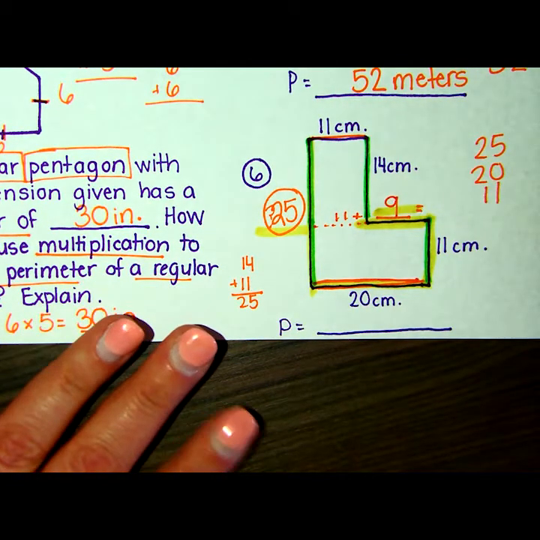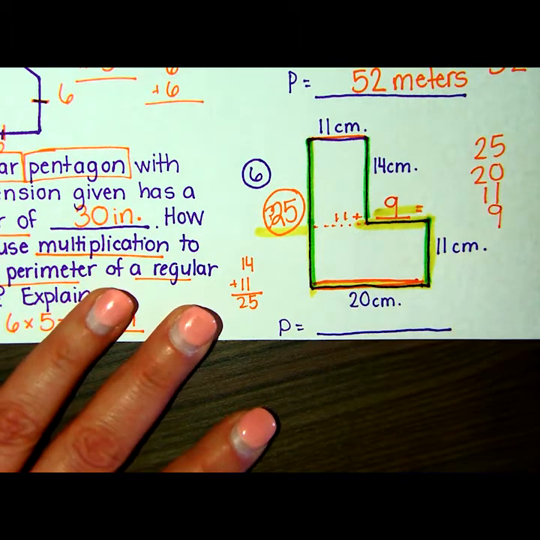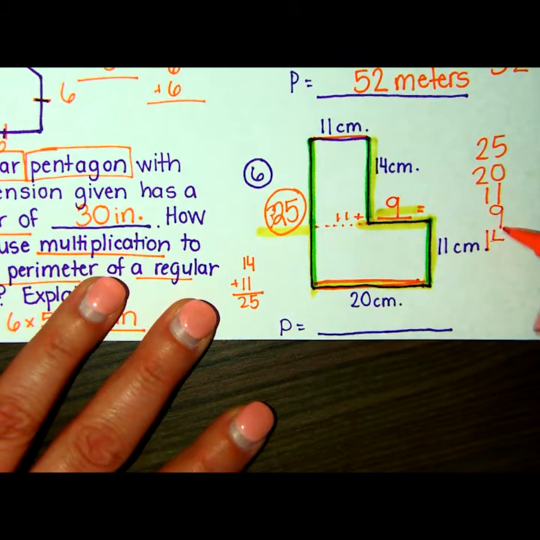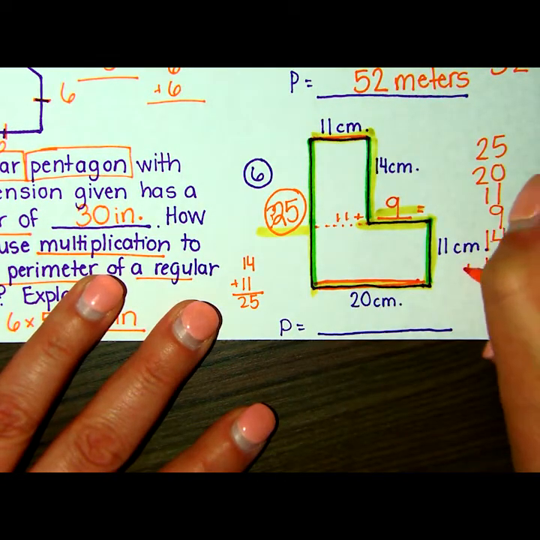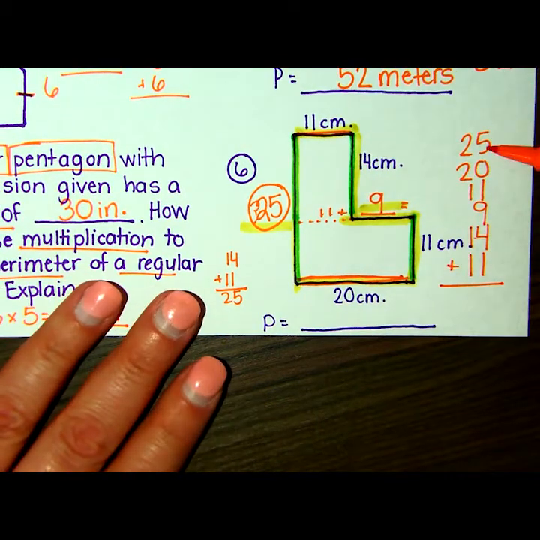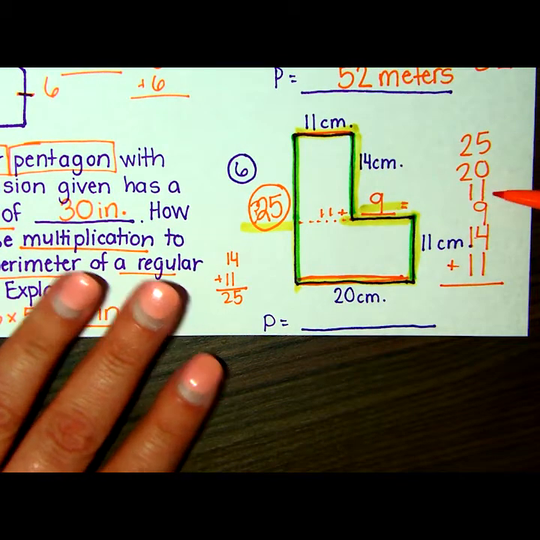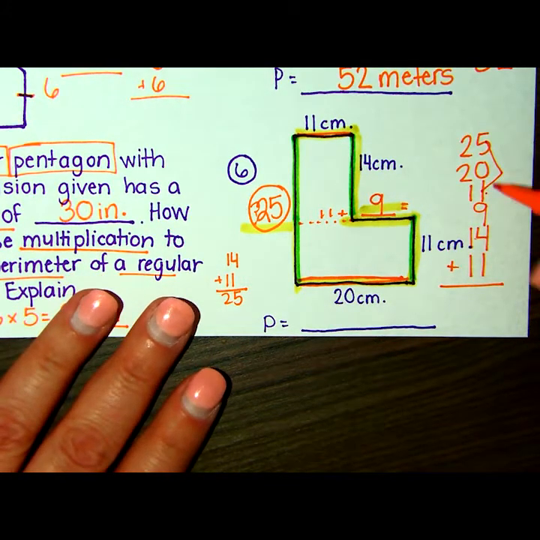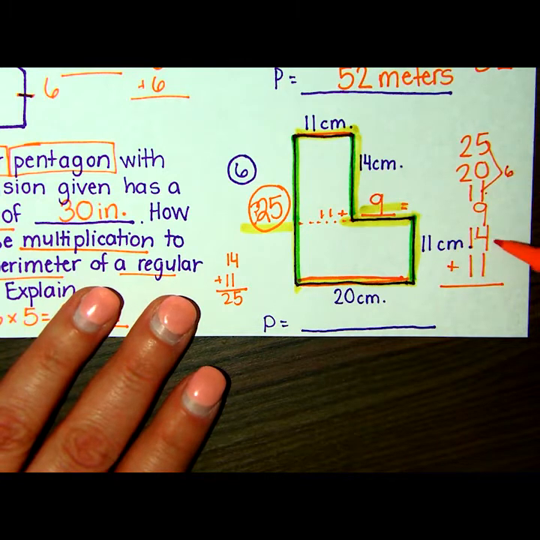So plus 9, and then plus 14, and plus 11. Okay, and add them all up, because that's what you do to solve for perimeter. So 5 plus 1 more would be 6. And I know, I call them peanut butter and jelly numbers. So this is 6 plus 4 more, that's 10. Plus 9 would be 19, plus 1 more would be 20.